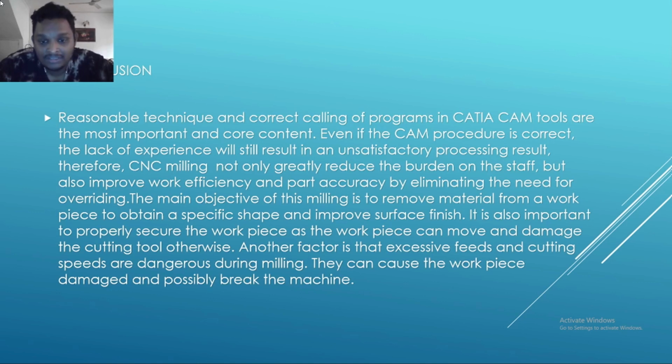The main objective of milling is to remove material from a workpiece to obtain a specific shape and improve surface finish. It is also important to properly secure a workpiece, as the workpiece can move and damage the cutting tool otherwise. Another factor is that excessive feeds and cutting speeds are dangerous during milling. They can cause the workpiece to be damaged and also possibly break the machine.